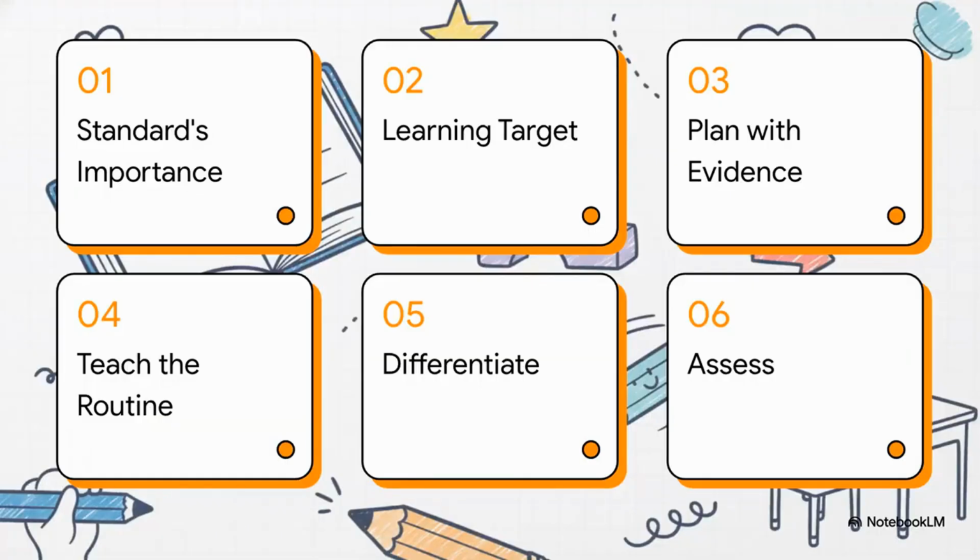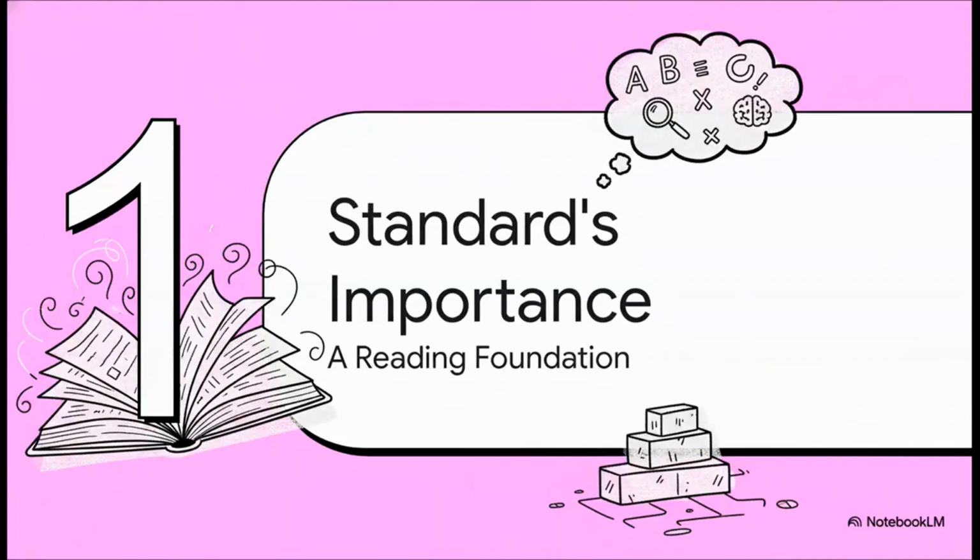So here's our game plan. We'll start with the why this standard matters so much. Then we'll define our target, and after that, I'll walk you through how to plan, teach, differentiate, and of course, assess for mastery. Sound good? Let's jump in. All right, first things first, let's talk about why this standard is so absolutely critical.